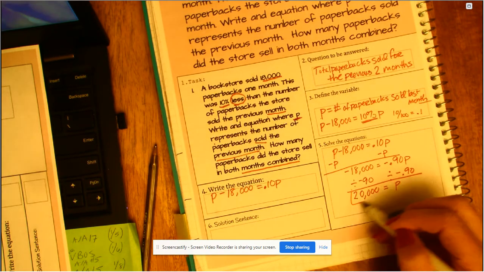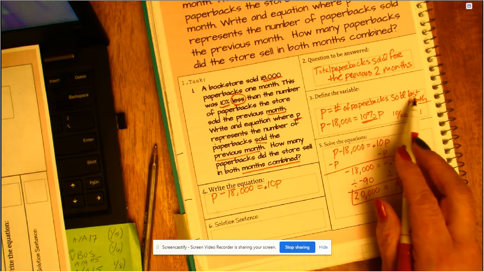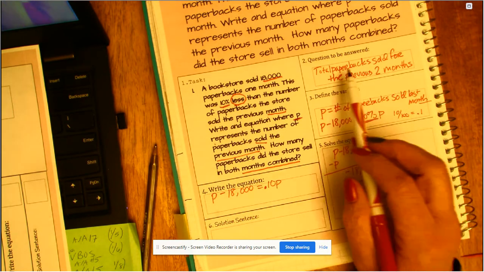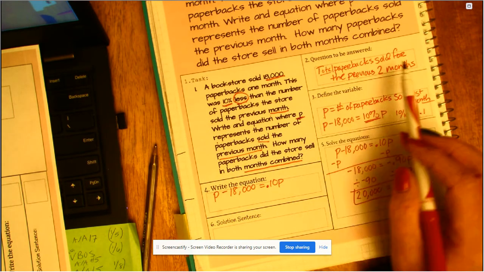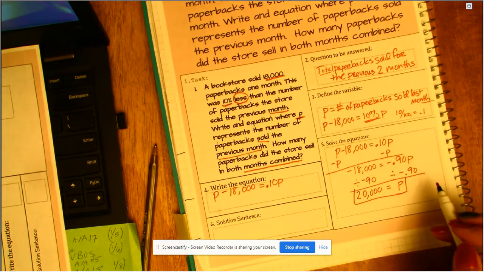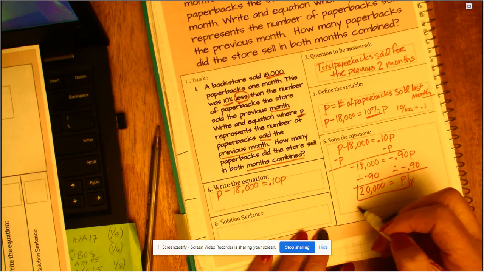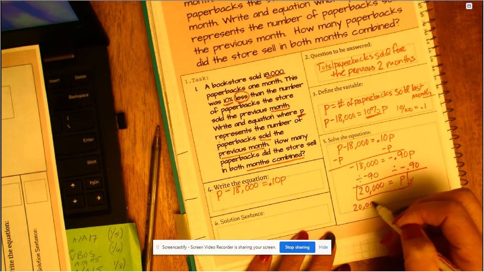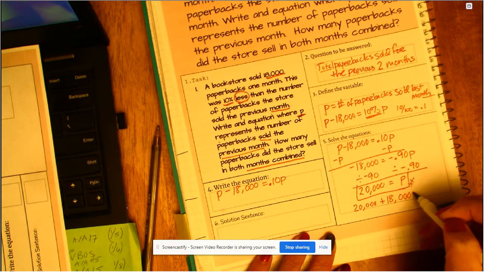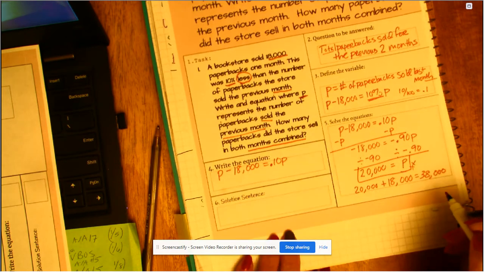Okay, so now we have our answer. We make sure P is equal to the number of paperbacks sold last month. But is that what I'm looking for? They want me to find the total of paperbacks sold for the previous 2 months together. That's what I'm actually looking for. So I needed this information to be able to do what I'm going to do next. Last month they sold 20,000, and this month I know they sold 18,000. So together they sold 38,000 books.